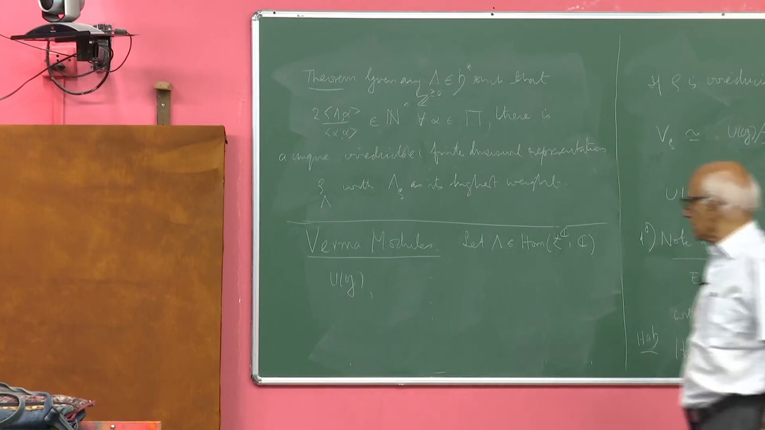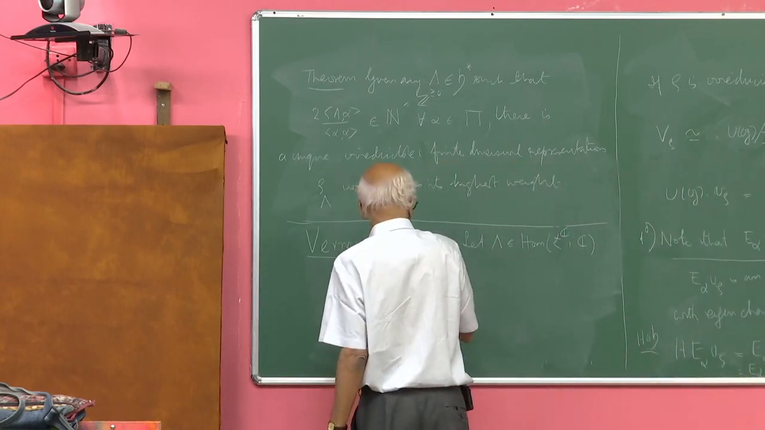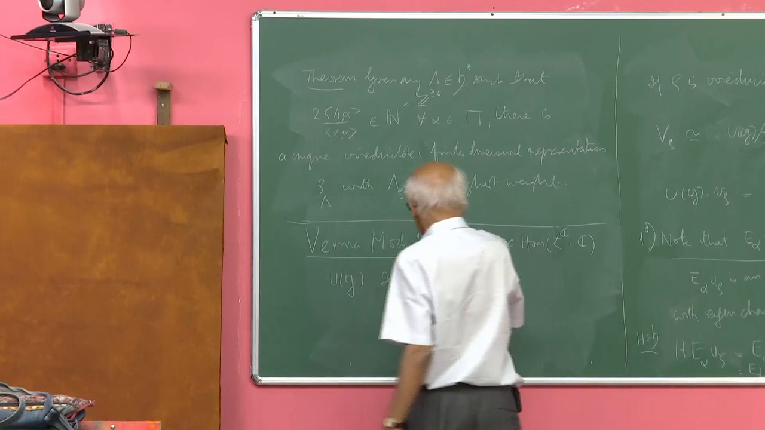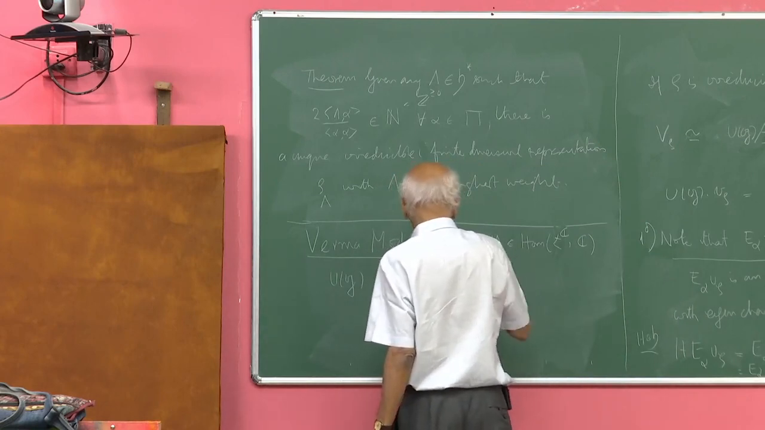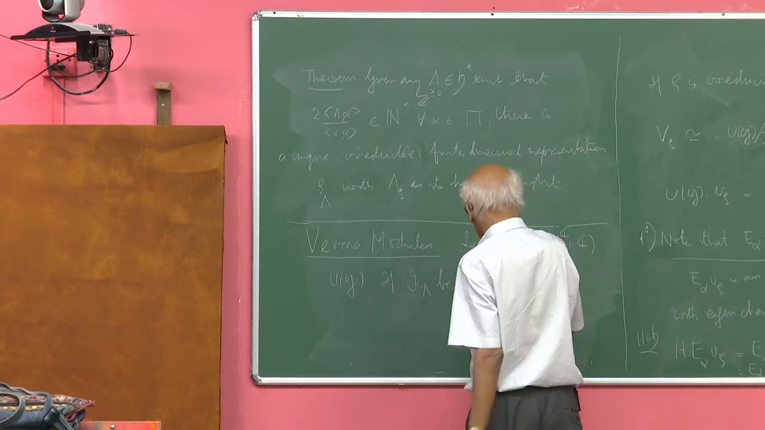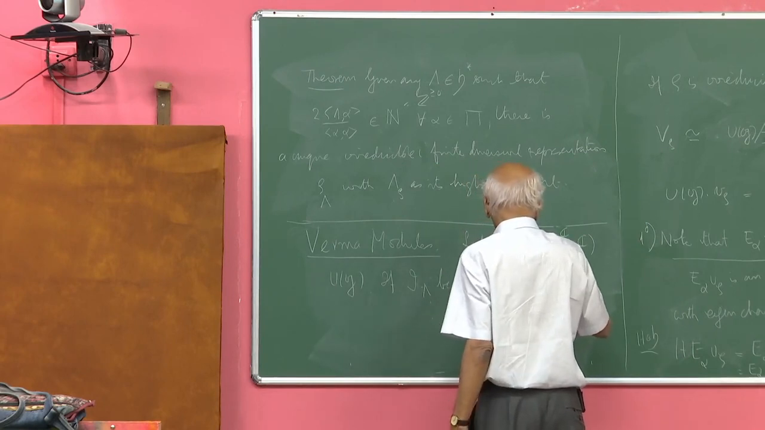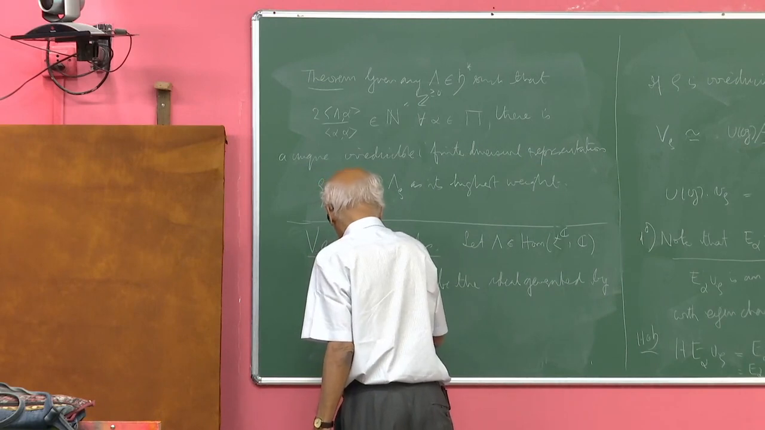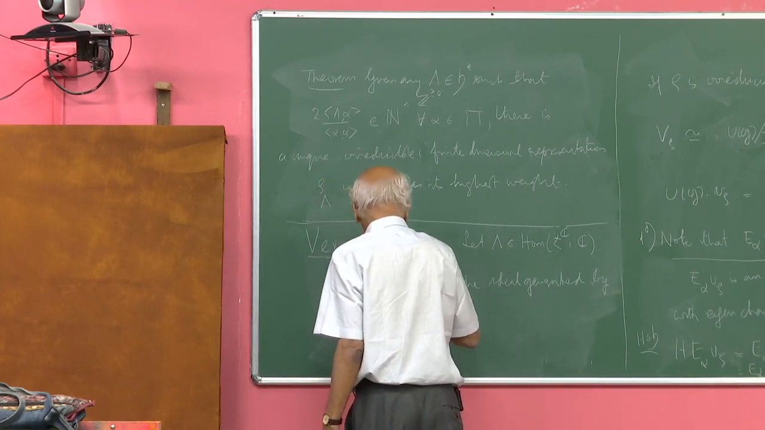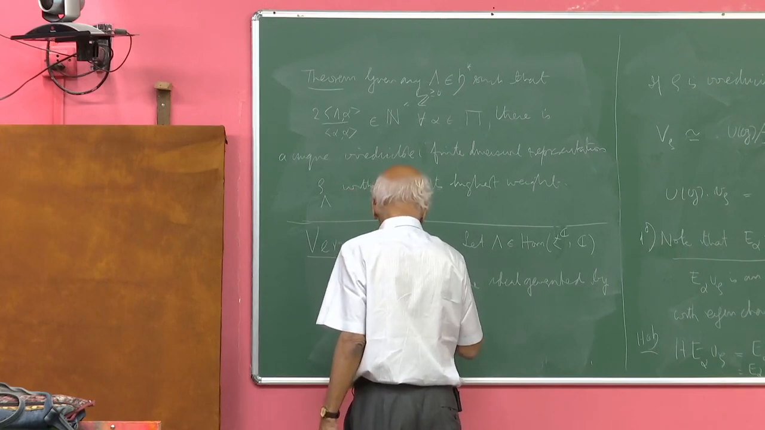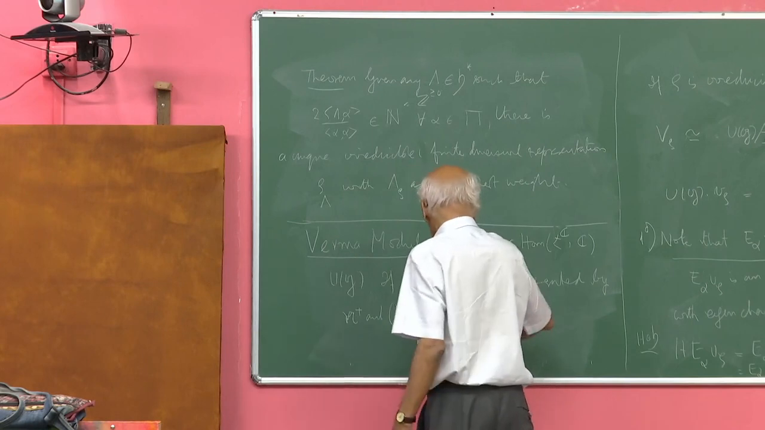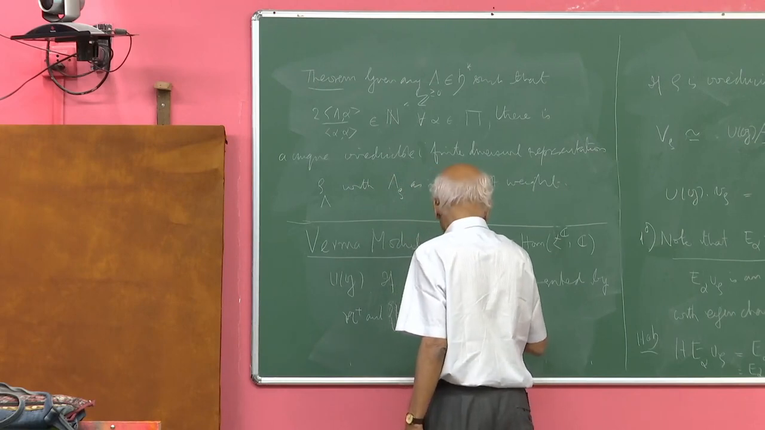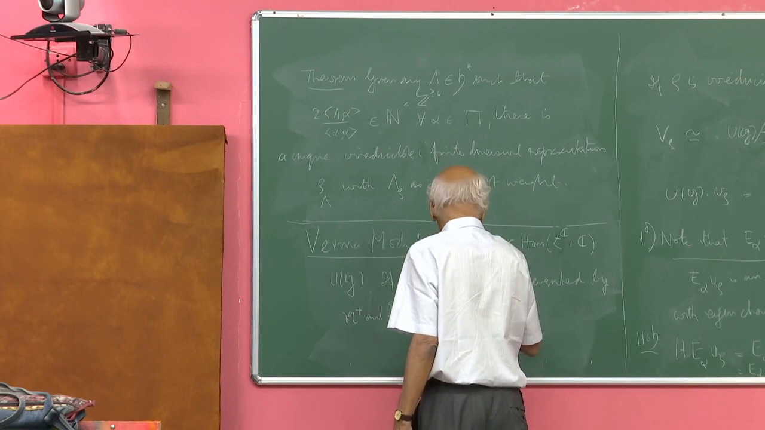And take that, and then look at the ideal I lambda. I think I've used I lambda for something else. So let script I lambda be the ideal generated by n plus and h minus lambda h as h varies in h. Yeah, t_C or h, it makes no difference.